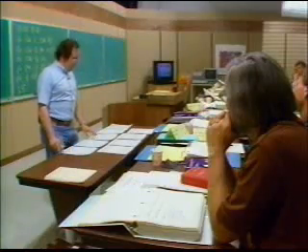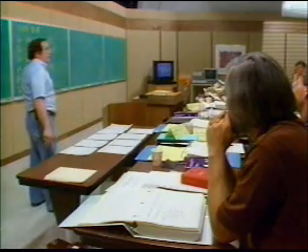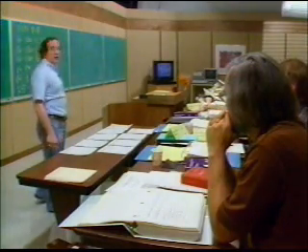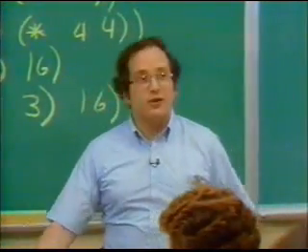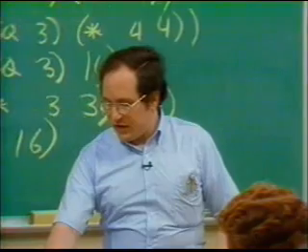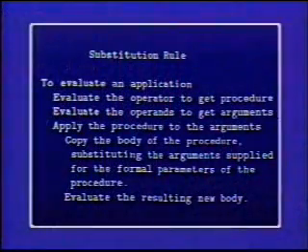Okay? Now, of course, I made a specific choice of the order of evaluation here. There are other possibilities. If we go back to the telestrator here and look at the substitution rule, we see that I evaluated the operator to get the procedures, and I evaluate the operands to get the arguments first before I do the application.